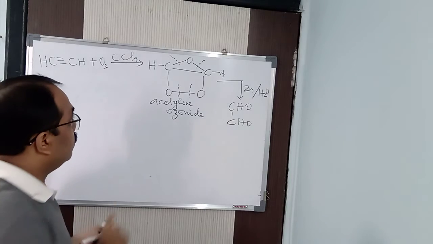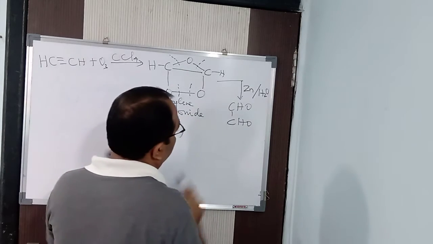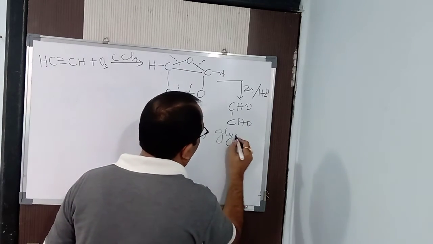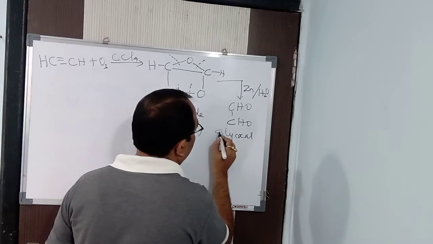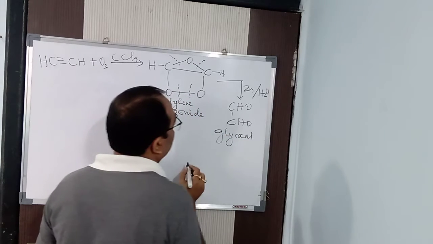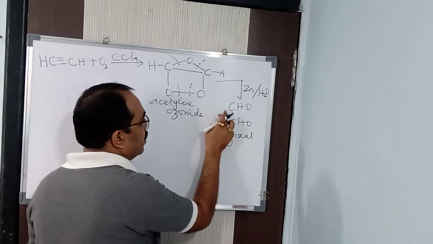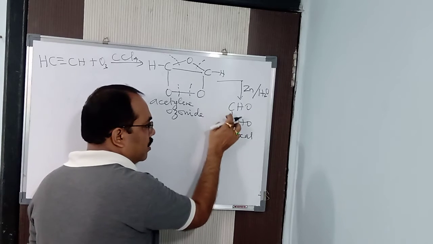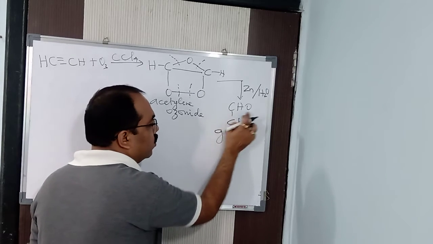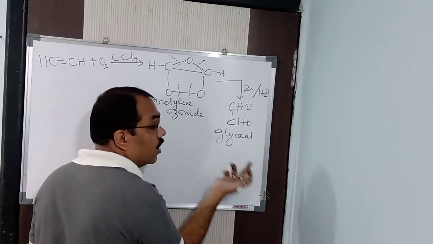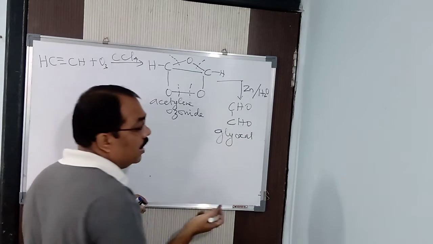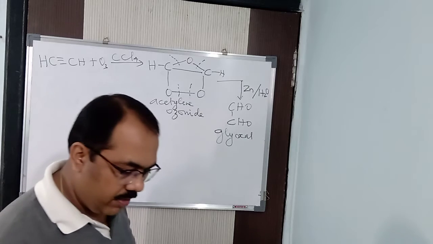And what is the name of this product? It is known as glyoxal. This is known as glyoxal. Or we can say the IUPAC name is ethane, 2 carbon, eth, single bond, ane, ethane-1,2-dial. CHO is what? Al. Ethane-1,2-dial. We can say that.